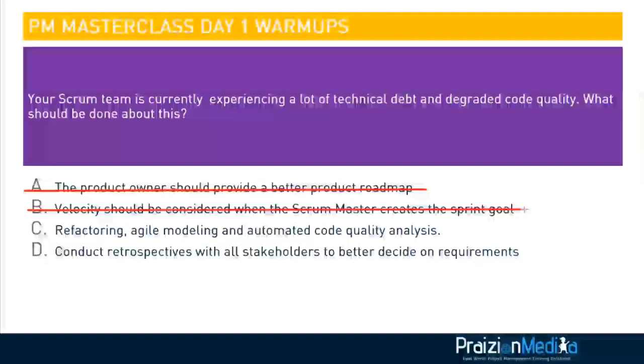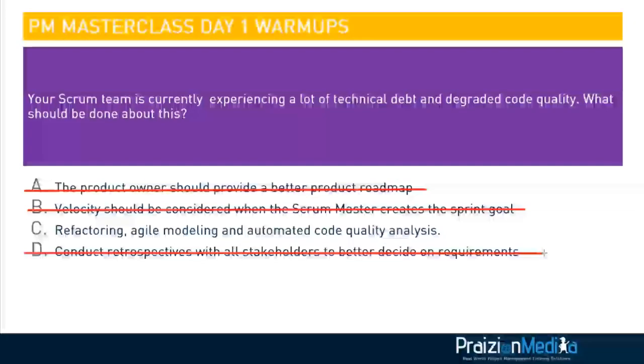Let's take a look at B. Velocity should be considered when the Scrum Master creates the sprint goal. Again, this is false. The Scrum Master does not create the sprint goal. The sprint goal is all about what the team decides. And of course, when we say team, we're talking about the Scrum team. So this is a Scrum team thing. But of course, we have the product owner at the helm who decides what we're going to do, prioritizes the backlog, and focuses on value.